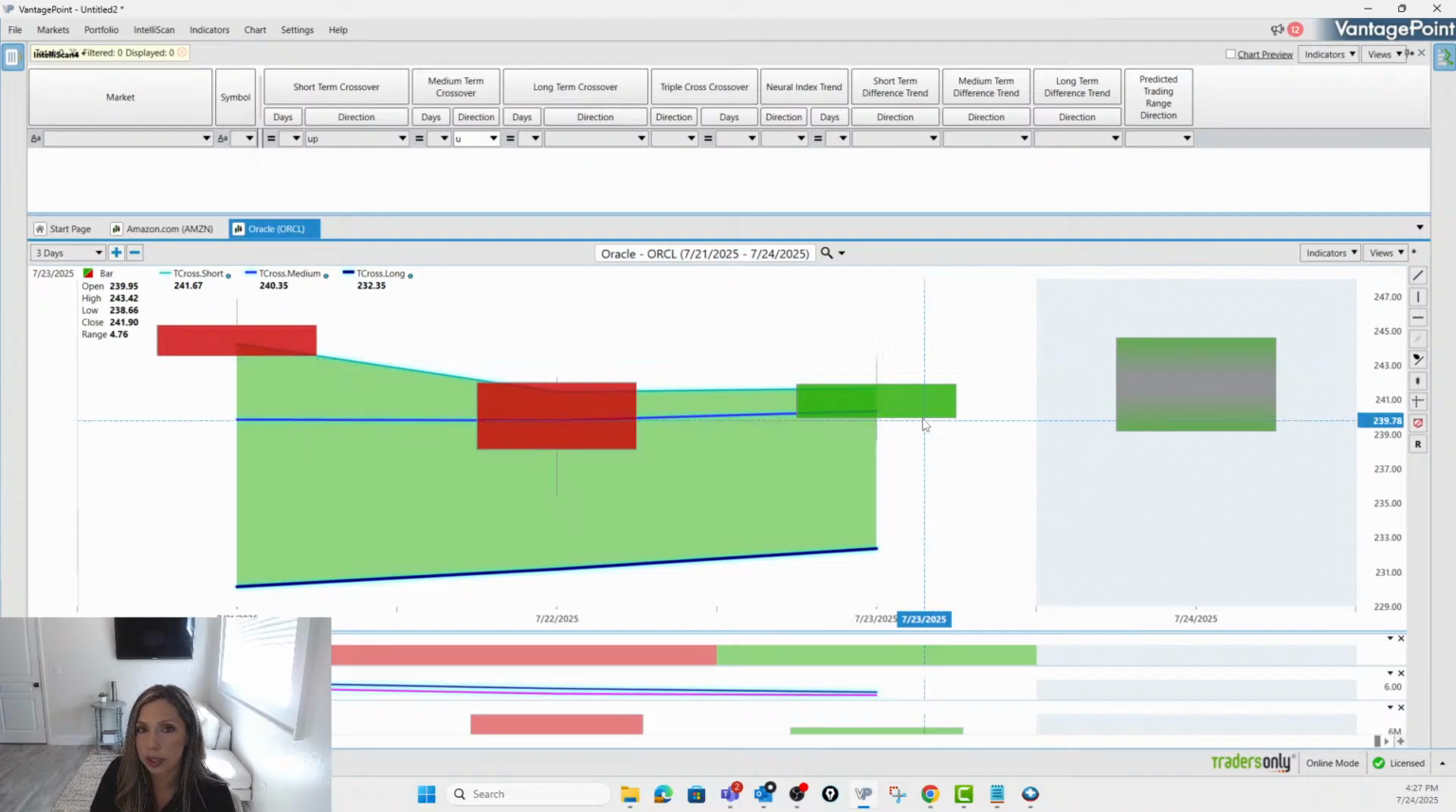The body is going to represent the open and the close. If it's a green candle, the open is going to be at the bottom with the close being higher, meaning that we closed higher than where we opened. Overall, the market was up for the day from open to close. If it's red, that would be the exact opposite, where we would see the open up at the top and the close down at the bottom, meaning overall we went down for the day.